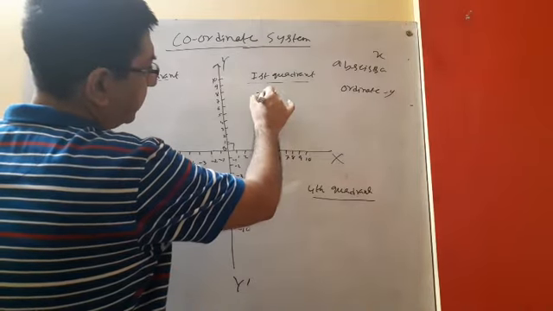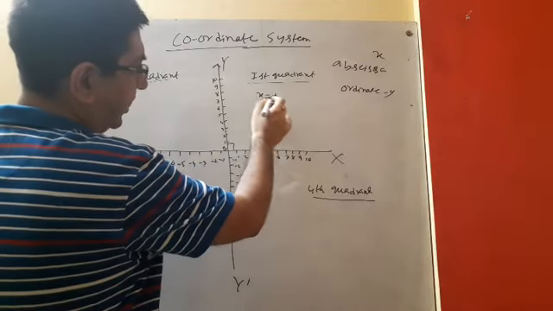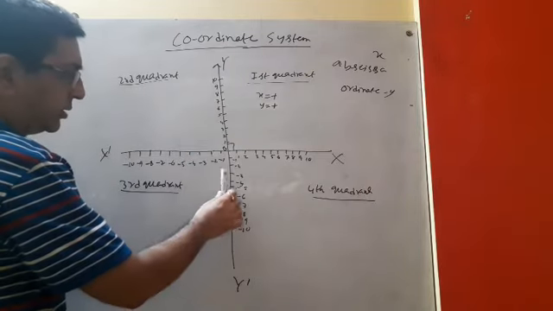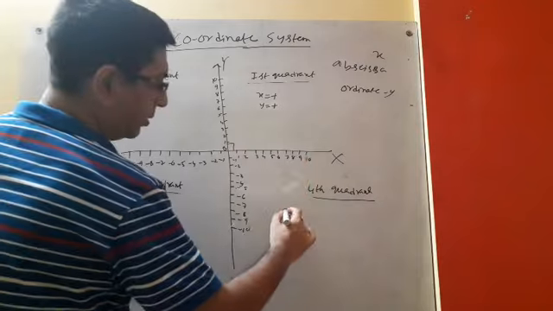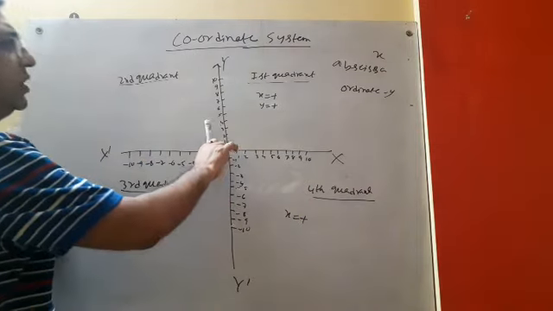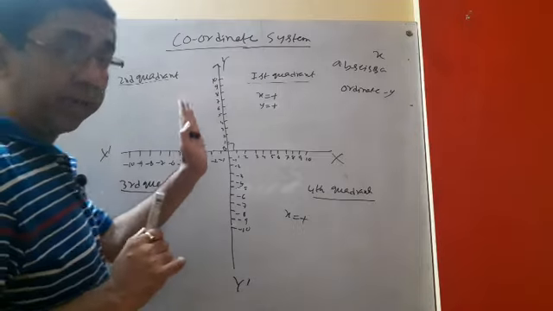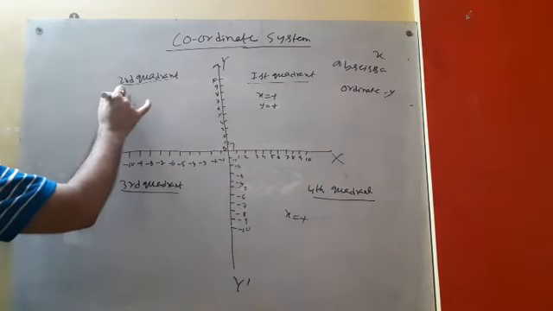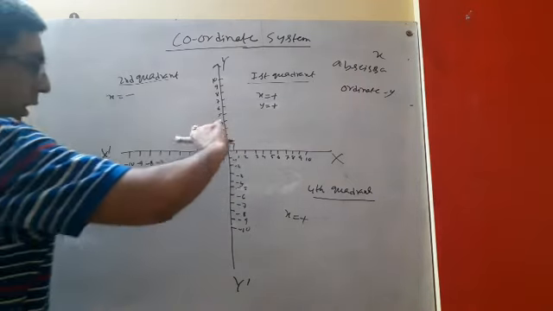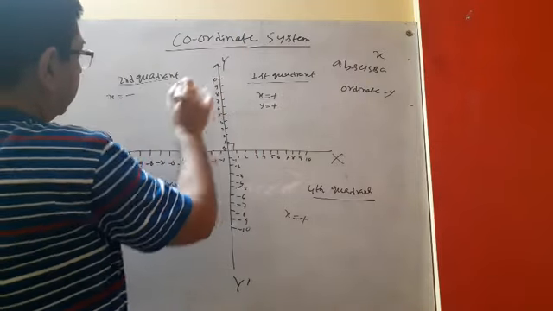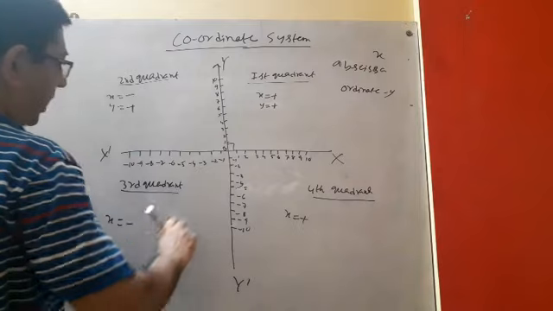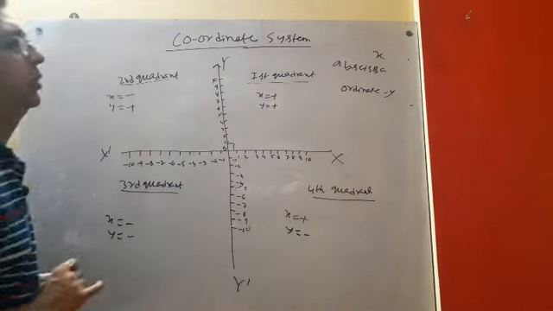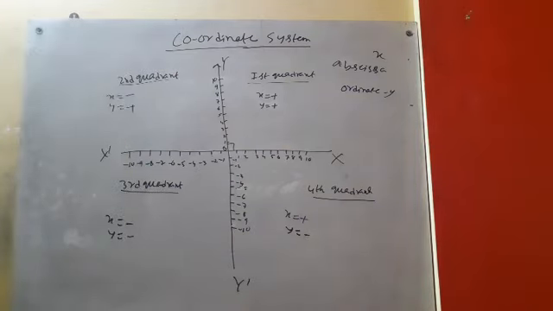Here x is positive. Sir, what is x? I am coming to the point. X is positive, y is positive. That means this is called y-axis. In the right hand side of y-axis, x is positive, and in the left hand side of y-axis, x is negative. In the upper side of x-axis, y is positive, and in the lower side of x-axis, y is negative.